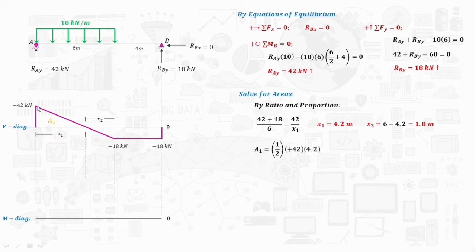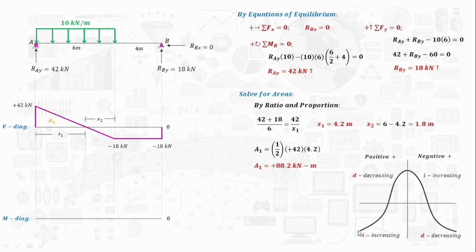So, sa area 1 is 1/2 height times base, tama? 1/2 positive 42 times base na x1, 4.2, equal to positive 88.2 kilonewton meter. Okay? So, draw natin yung moment diagram niya. Again, using this one. Since sa area 1, nasa taas or nasa baba? Ibig sabihin, nasa taas. So, positive. So, ito lang yung magiging diagram niya dito. So, dito tayo magbe-base. Galing siya sa 42, bumaba siya up to 0.